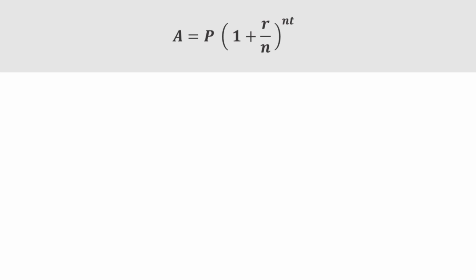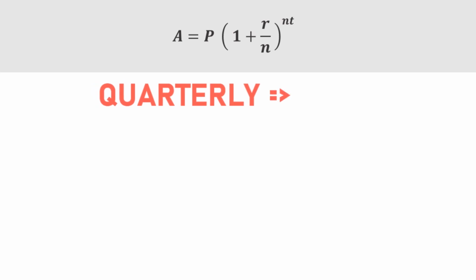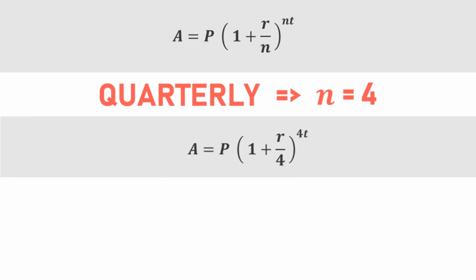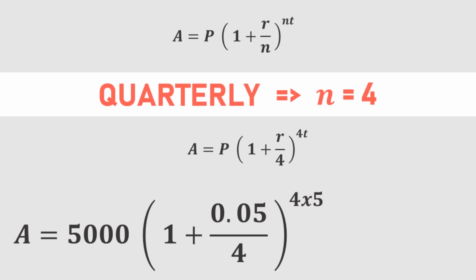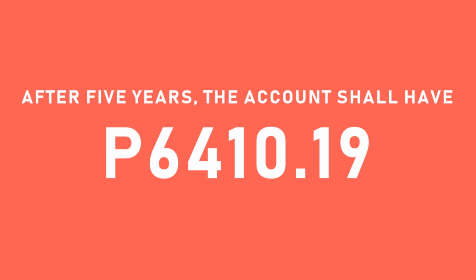Since it was mentioned that the money is compounded quarterly, N will be equal to 4. 5,000 is the principal, while R is equal to 0.05, where 5% was divided by 100. Hence, A = P times the quantity 1 plus R over 4 raised to 40, which is equal to 5,000 times the quantity 1 plus 0.05 over 4 raised to 20, and the result will be 6,410.19 pesos. So after 5 years, we can say that the account shall have that value.